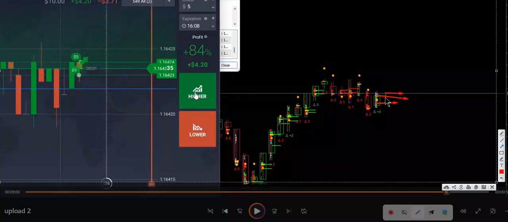And see here, from the POC, we got that buyer candle, Marubozu candle, which is considered a strong candle. So I got confirmation that this candle will close as a buyer candle. So I placed this trade. Now let us see what happened.